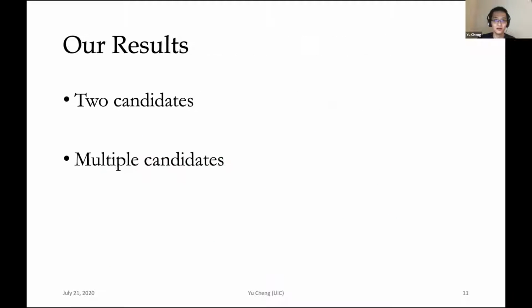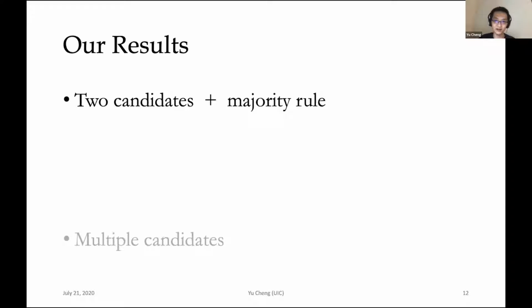Okay. All right, so the results I'm going to present in this talk can be roughly partitioned into two parts. The first part will focus on just the election with two candidates, and then the second part will focus on election with multiple candidates. Let me give you a quick summary, a quick highlight of the results in these two parts. Okay. So for two candidates, we focus on election with majority rule.